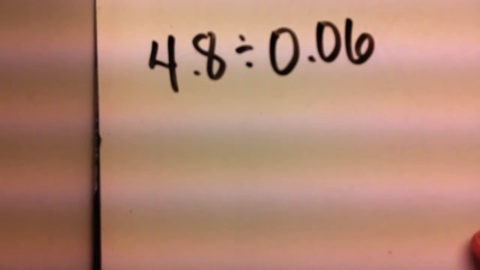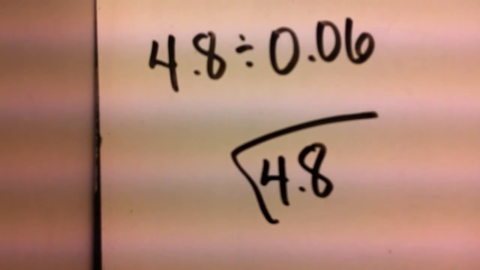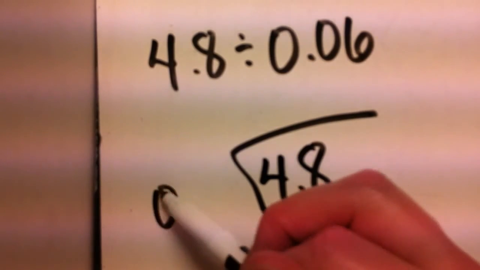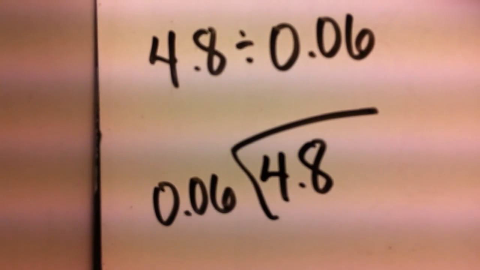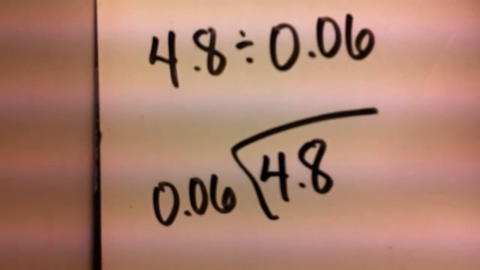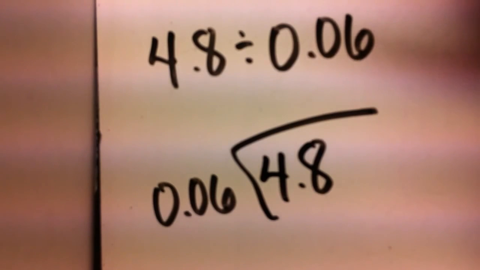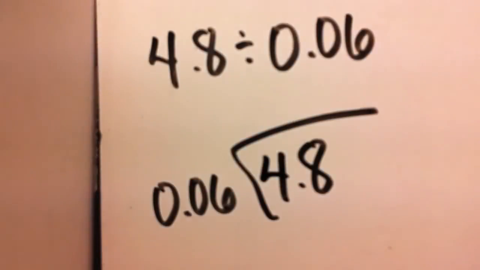Let's do one more problem so you can practice moving that decimal point. So 4 and 8 tenths divided by 6 hundredths. The 4 and 8 tenths is the dividend. It goes inside the brackets. The 6 hundredths is the divisor. It goes outside. Please do not get in the habit, though, of the larger number going inside the bracket and the smaller outside. It does not always happen that way. If you looked at the first example, that's not what happened. The first number goes inside.